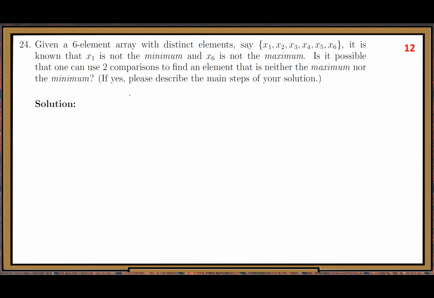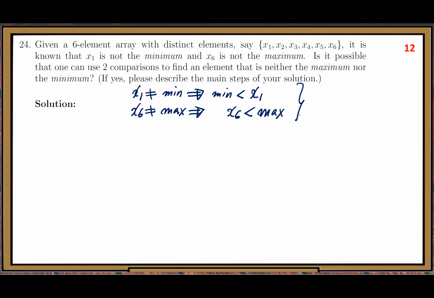So the information we have: x1 is not equal to the minimum. That implies the min element is less than x1. x6 is not equal to the max. So that means x6 is less than max. That's the given information, very important. We need to take advantage of the important information.